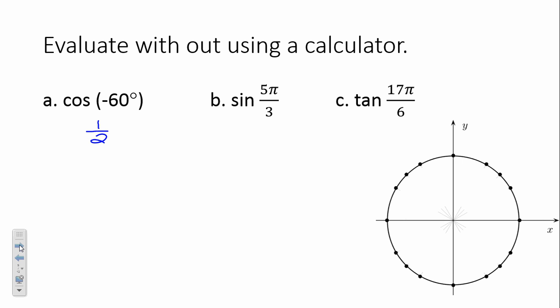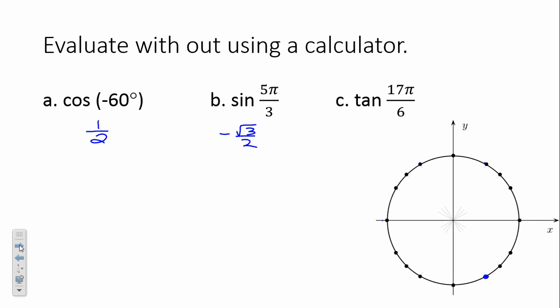Sine of 5 pi over 3. 60 degrees, right? Which quadrant? Pi over 3, 2 pi over 3, 3 pi over 3, 4 pi over 3, 5 pi over 3, right? So we are in quadrant 4. Is sine positive or negative? Negative. So we want the negative of the sine of 60. Negative square root of 3 over 2. Got to memorize that table.